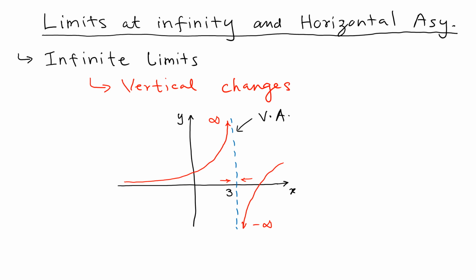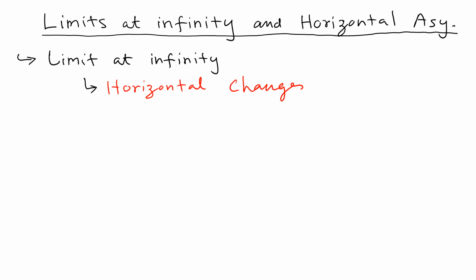If you did not learn this topic, there's a link in the description, and you can learn about infinite limits. The goal of this video is to learn about the other one. So what's the other one? What we call limits at infinity. In this case, the changes are horizontal. Last time we talked about vertical asymptotes. Now we talk about changes that are horizontal.